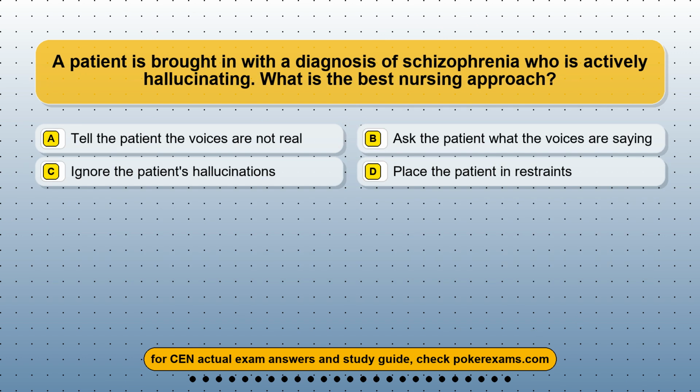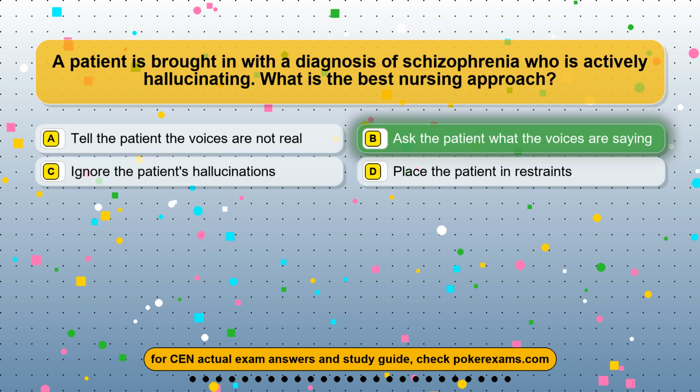Question 23. A patient is brought in with a diagnosis of schizophrenia who is actively hallucinating. What is the best nursing approach? Option A, tell the patient the voices are not real. Option B, ask the patient what the voices are saying. Option C, ignore the patient's hallucinations. Option D, place the patient in restraints.